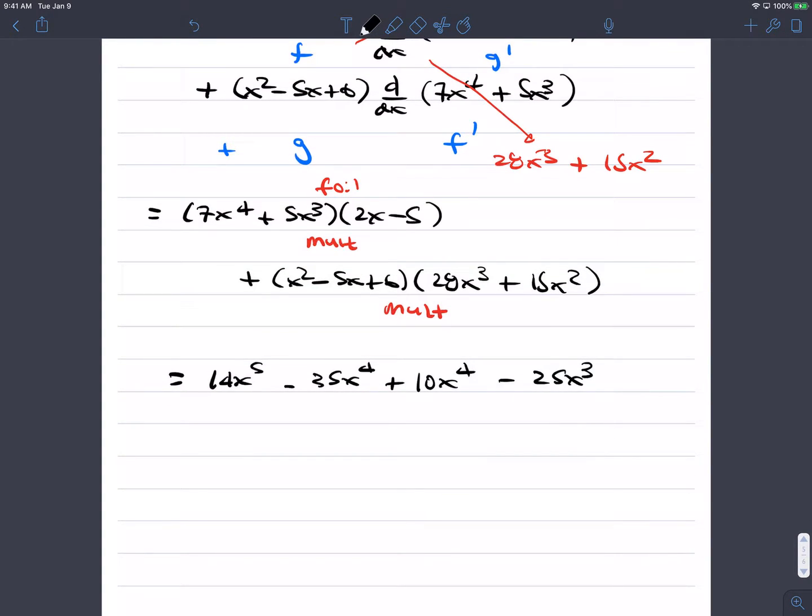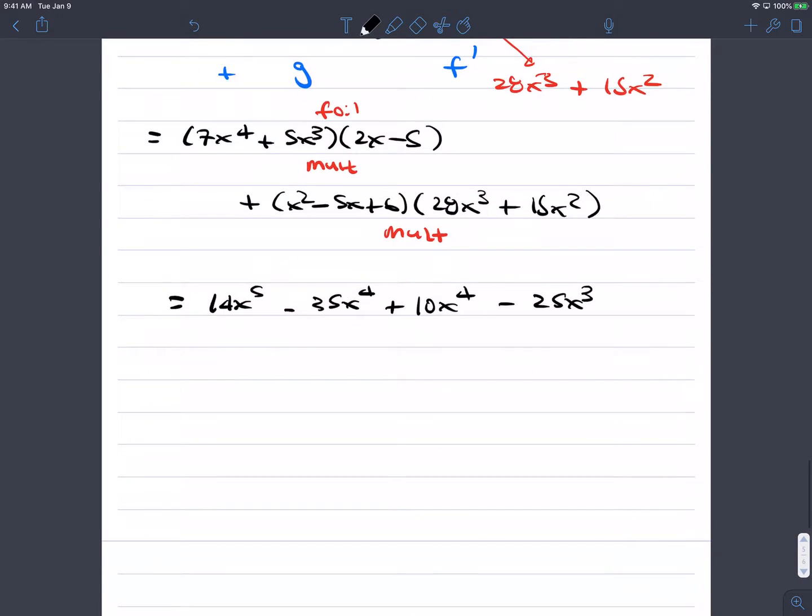So here's your FOIL. Now, I'm just going to double check. 2x and 7x is 14x to the fifth, first terms. Outer terms, minus 35x to the fourth. Inner term, that'll be plus 10x to the fourth. Last term, minus 25x cubed. Now, here's what we're going to do with the second multiplication question.